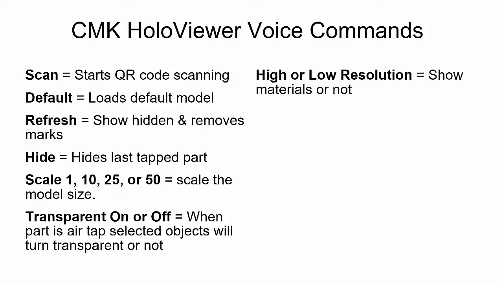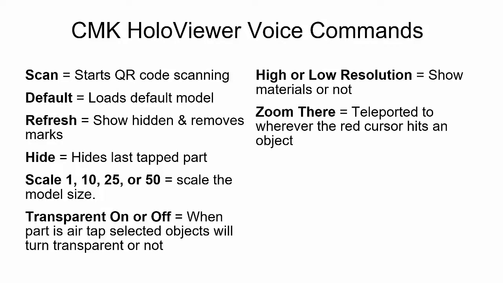And then there's high resolution or low resolution, which will show the materials or not. Low resolution will just render a little bit faster, so it can probably handle more objects, and it just won't show the materials. Zoom there is basically going to teleport you wherever you have the red cursor and it hits an object. So if you want to go to the totally other side of the building, you just look over to that side of the building where you're hitting an object and then say zoom there and it'll bring you there.